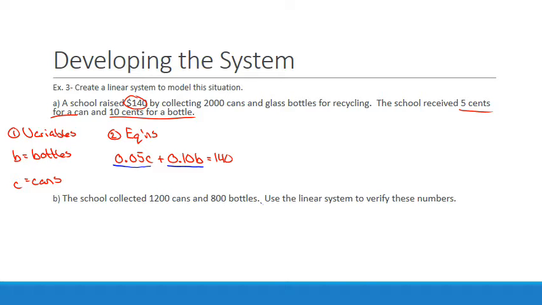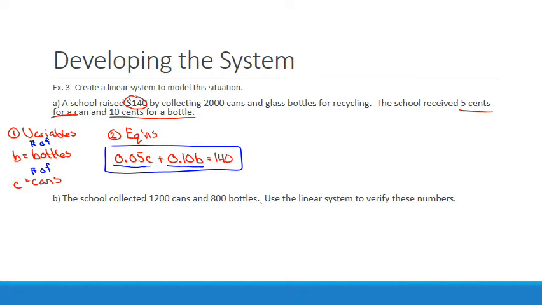Now, as I'm writing that, I should fix up my variables. I was kind of lazy. It's not just bottles, it would be the number of bottles, and this would be the number of cans. That is something I'm bad at. I'm sometimes lazy with my descriptions and my variables, but really I shouldn't be. I got to be descriptive. B represents the number of bottles. So in my expression, I know it's 0.10 times B, meaning 10 cents times the number of bottles. Okay, so that's my first equation.